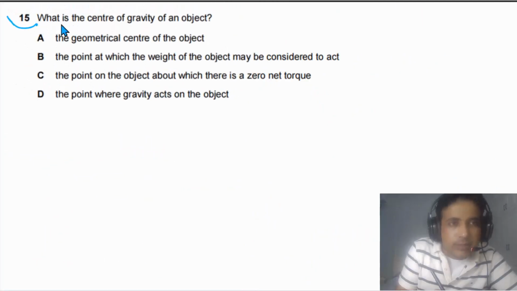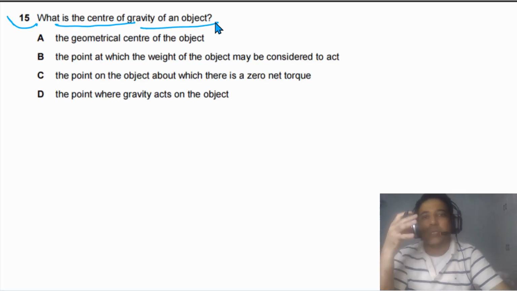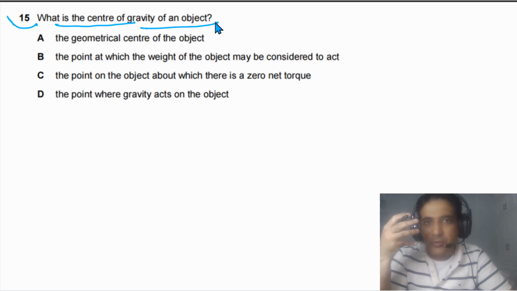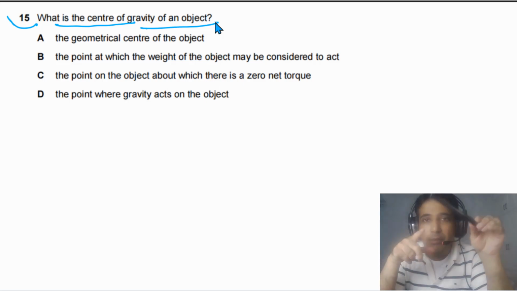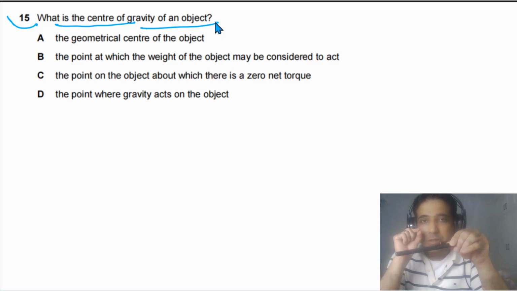Question number 15 says, what is the center of gravity of an object? First of all, let's try to understand what the center of gravity of an object is. The center of gravity of an object is the point where the whole weight of the body may be considered to act. If we apply a single upward force at that point, equal to the weight of the object, we can balance that object.